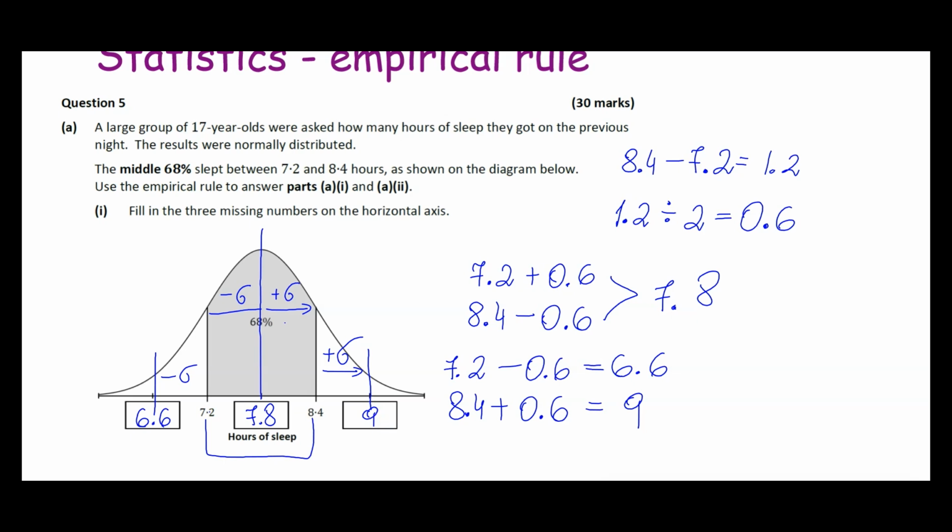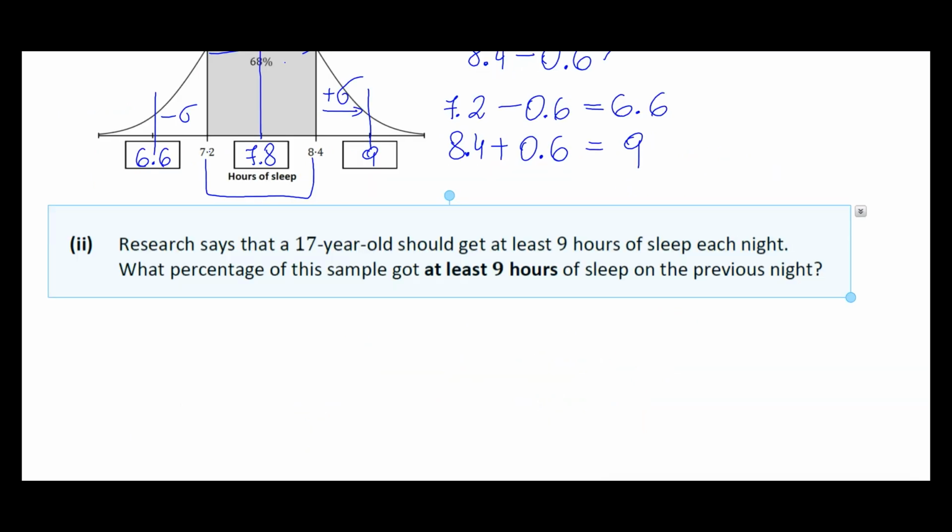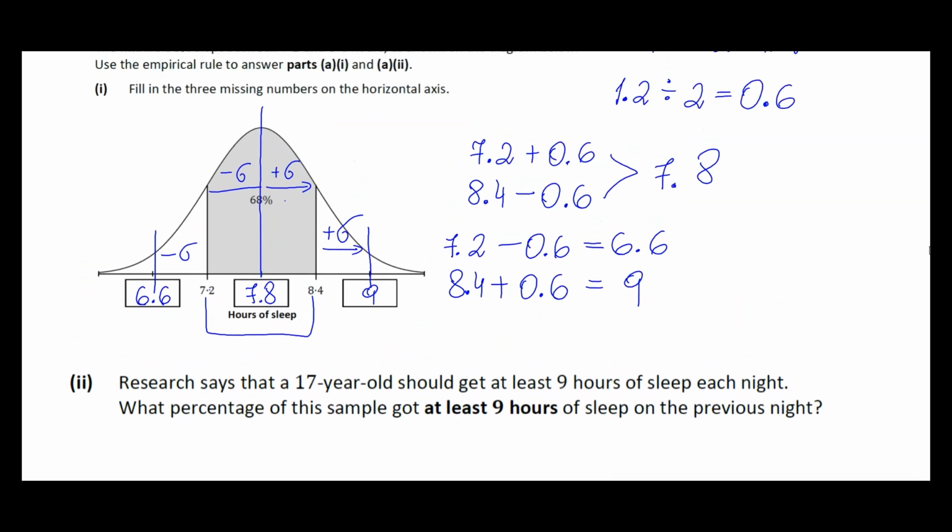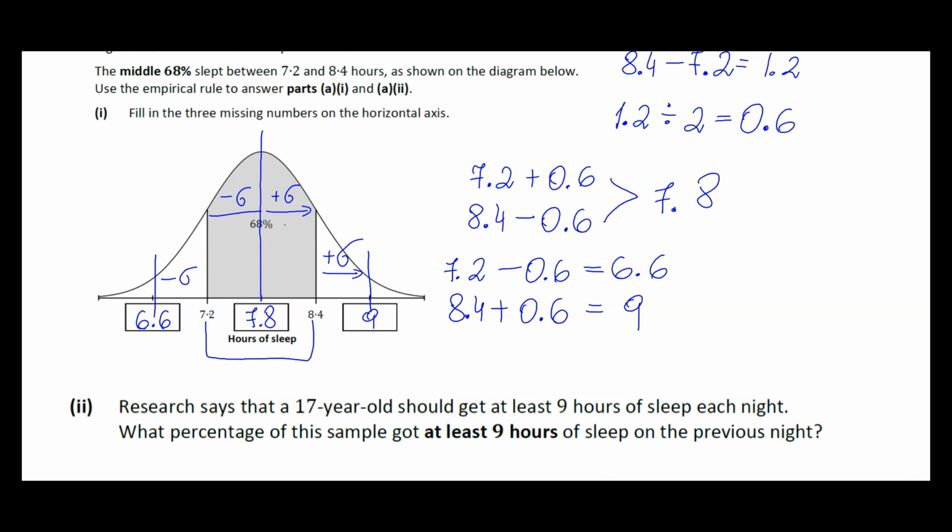Okay, let's have a look at the second part. Research says that a 17-year-old should get at least 9 hours of sleep each night. What percentage of this sample got at least 9 hours of sleep on the previous night? These people got only 6.6, this one 7.2, 7.8. These people got 9. So that tiny part here are the ones that got at least 9 or more hours of sleep.